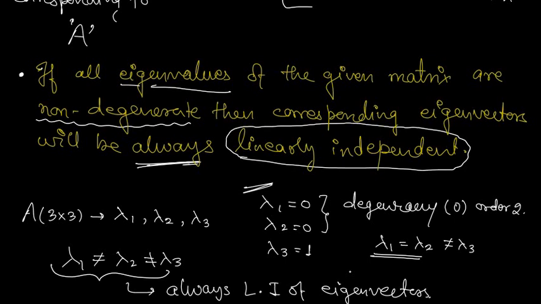Okay, so that was about how we can claim whether the eigenvectors are linearly independent or not by seeing the eigenvalues. Let's move further.